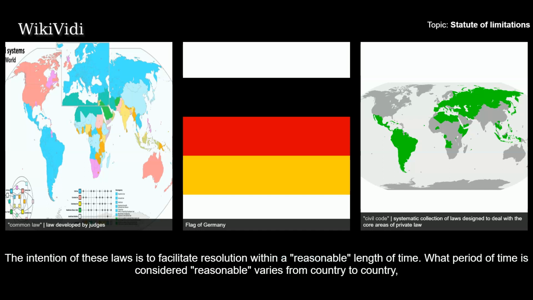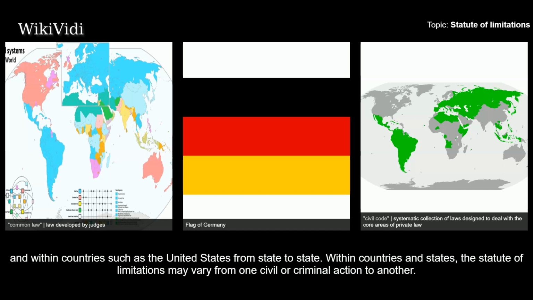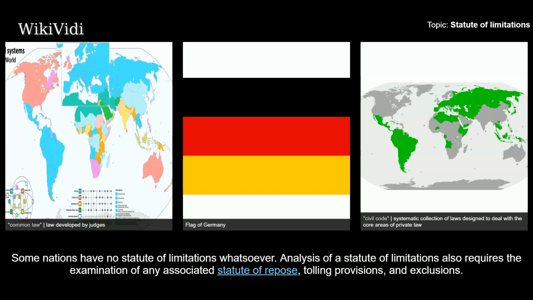What period of time is considered reasonable varies from country to country, and within countries such as the United States from state to state. Within countries and states, the statute of limitations may vary from one civil or criminal action to another. Some nations have no statute of limitations whatsoever. Analysis of a statute of limitations also requires the examination of any associated statute of repose, tolling provisions, and exclusions.